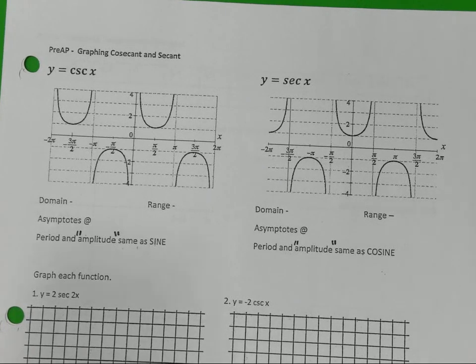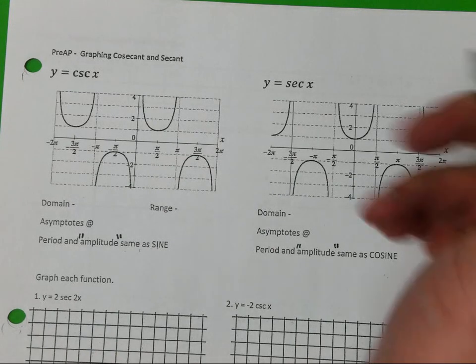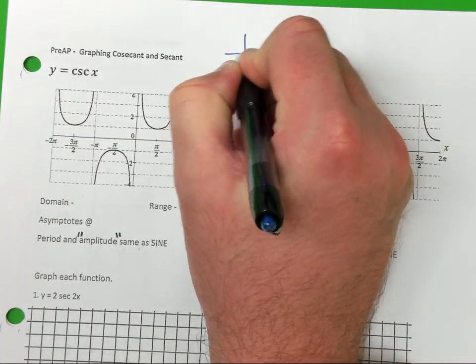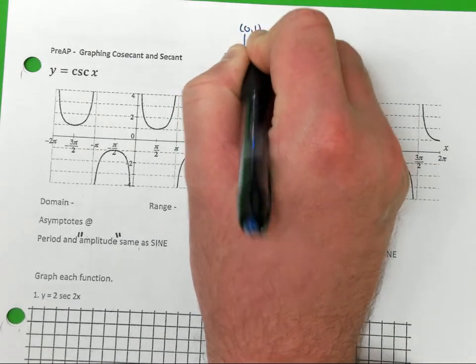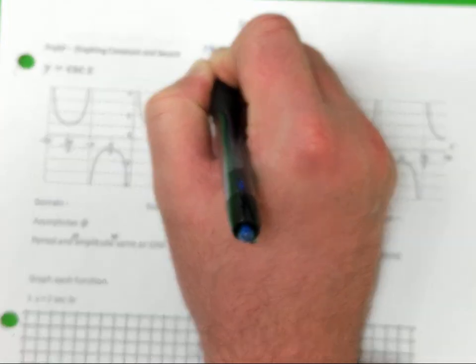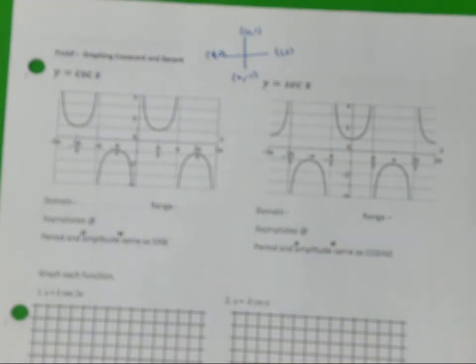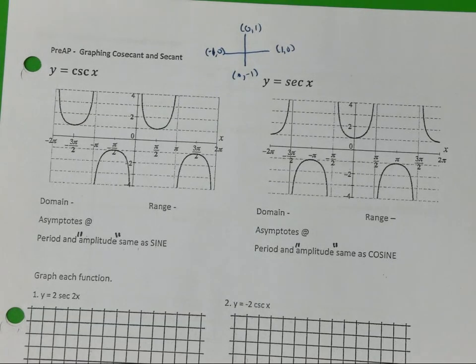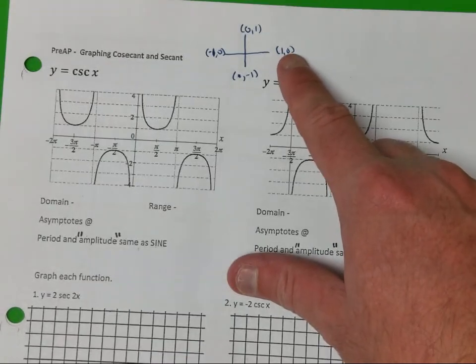Alright. If you look at the parent graphs of cosecant and secant, you notice there's something going on in those graphs. There's asymptotes there. Why is there asymptotes? Well, let's think about this for a minute. Asymptotes do occur here because in the unit circle, if I was to find the cosecant of this, remember cosecant is reciprocal of sine.